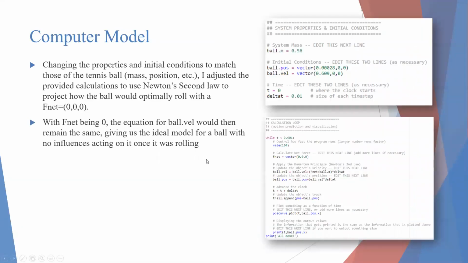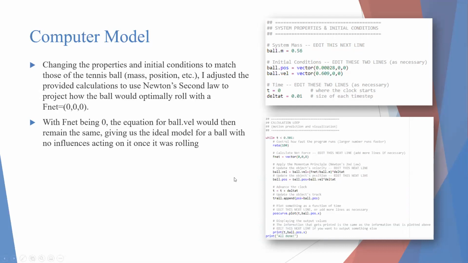So using or changing the variables over here, like the ball's mass, which is 0.56 kilograms, and changing the initial position vector to be the one that we have in the actual video, being around 0, 0, 0, and then the initial velocity, which we're going to want to keep the same because no outside influence, right? To be around 0.609 meters per second, which is what we were saying in the previous slide.